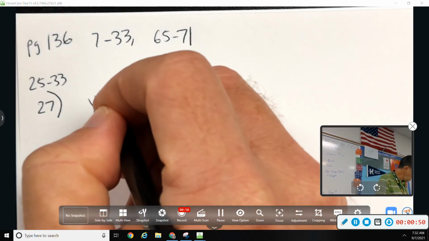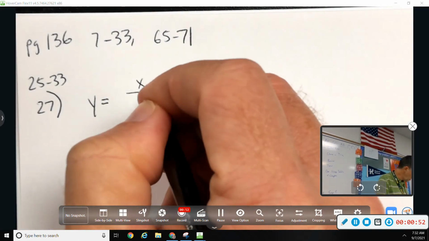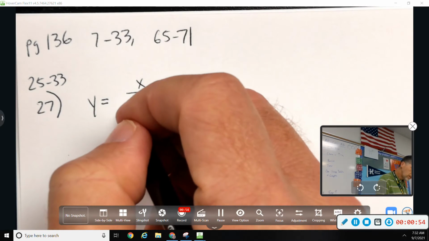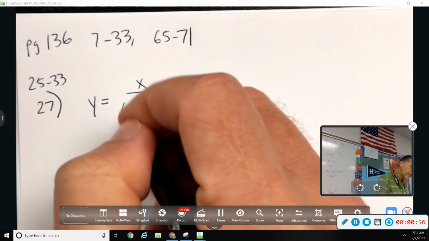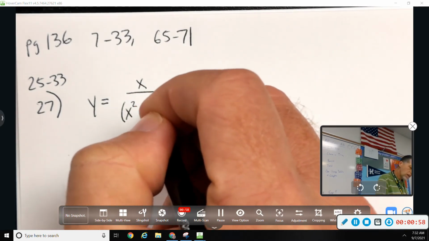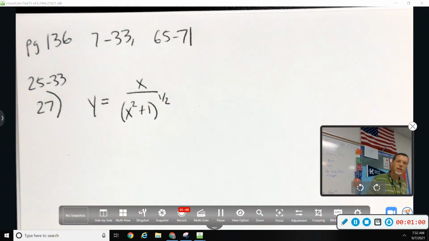So y equals x over... I'm going to rewrite this because I don't like square roots. Because I can't really take the derivative of a square root. So I'm going to rewrite it with a power, because power I can handle. So what's maybe the first rule you notice that we'll have to use on 27?